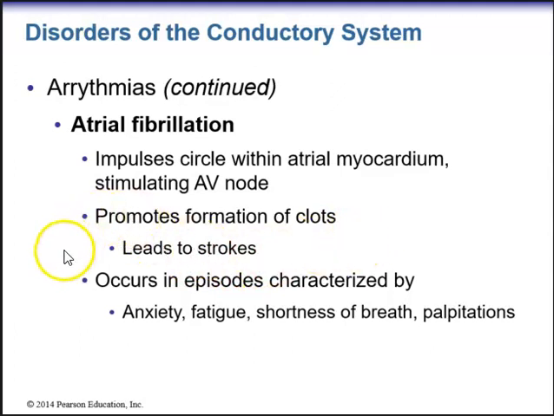So atrial fibrillation will occur in episodes and is often characterized by anxiety, fatigue, shortness of breath, and palpitations. My mom was actually diagnosed with atrial fibrillation, and not only did she have to take medication to prevent this from happening, but she also at one point had to take blood thinners because, again, atrial fibrillation can cause clots, which could eventually occlude blood vessels.